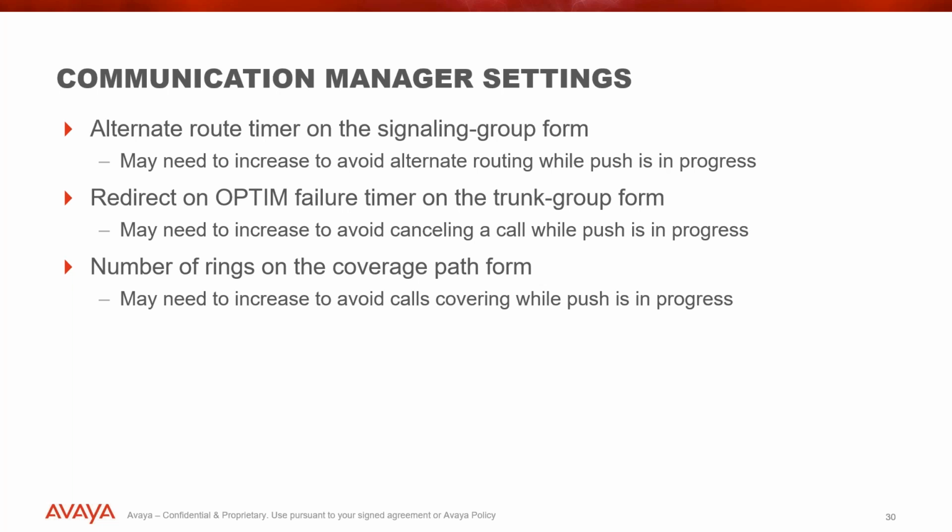Second is the redirect on Optum failure timer, the roof timer. This is on the trunk group form. Same basic idea. If CM doesn't see a response within that timer, it's going to cancel the call. To avoid that, you may need to expand the timer if your pushes aren't getting out to Apple quickly enough. And finally, again, similar, the number of rings on the coverage path form. If you're finding that calls are going to coverage before the push makes it to the endpoint, then increase the number of rings on the coverage path form.